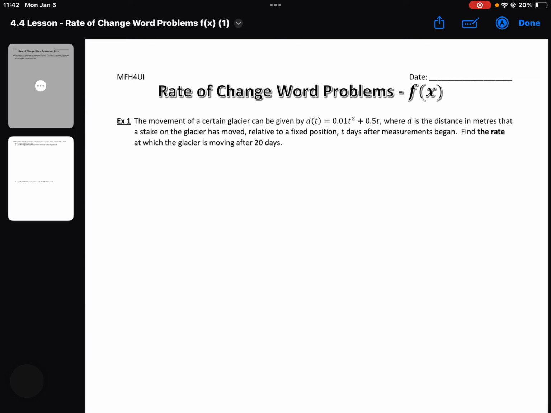This video goes over using the rate of change formulas, the instantaneous rate of change and the average rate of change, in order to solve word problems.